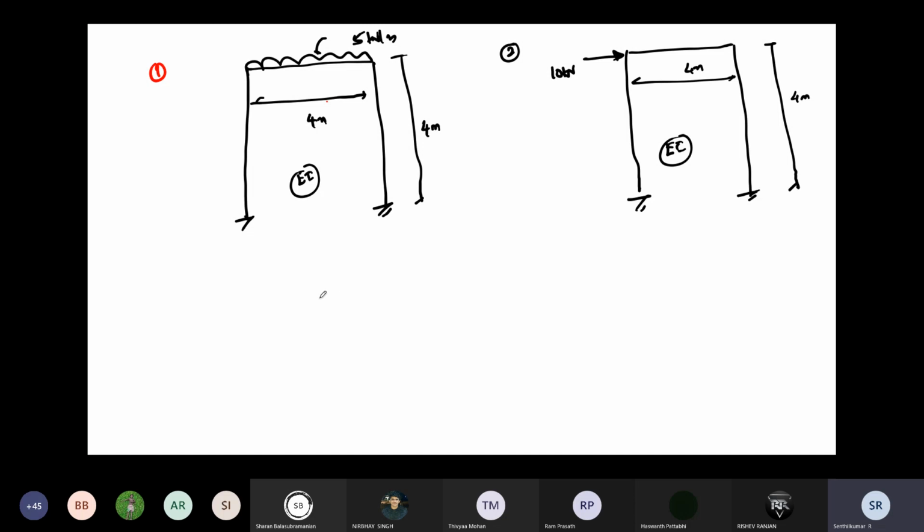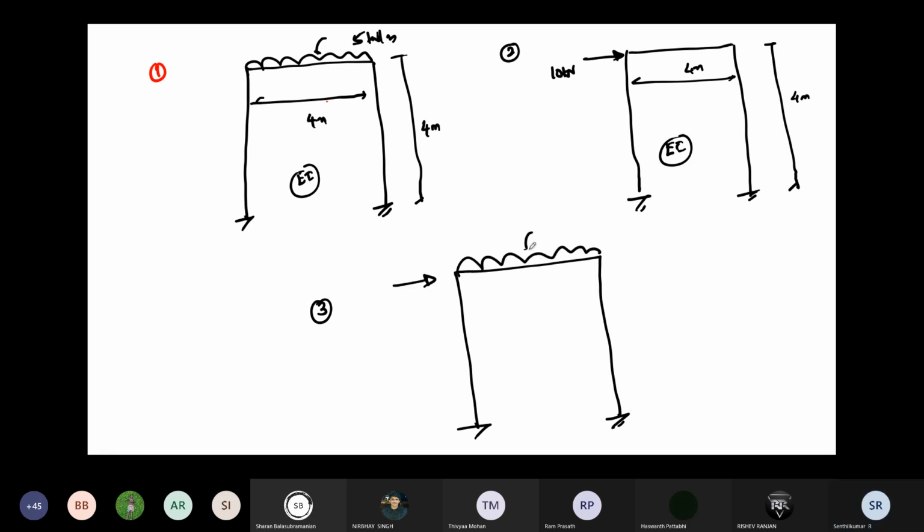Just try it. And third one, you just do both, either MDM or slope deflection method. Any method you can use. Just find the bending moment diagram and shear force diagram, where exactly your zero moment is occurring. These three, please try to solve and let me know in tomorrow's class how the bending moment diagram looks.